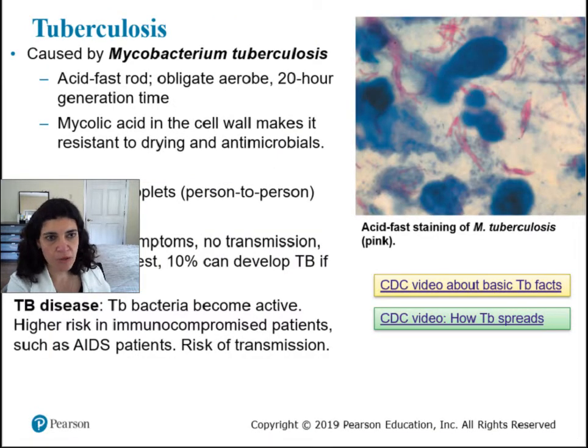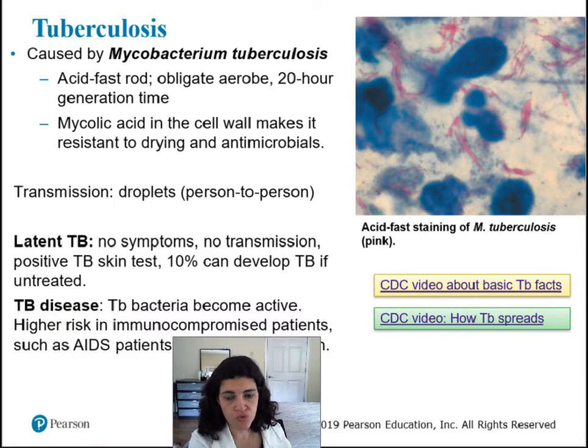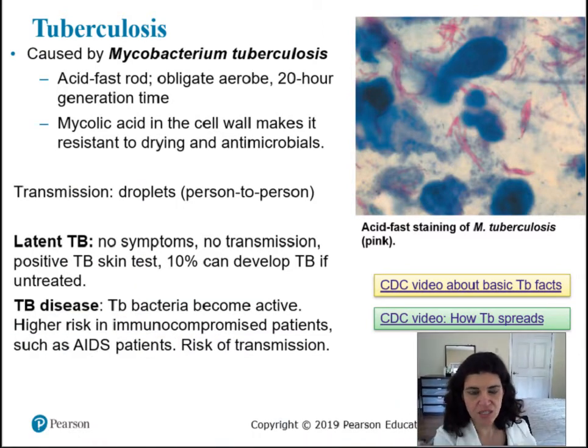So now let's talk about tuberculosis. Tuberculosis is one of the most important diseases of the lower respiratory system. It's caused mostly by Mycobacterium tuberculosis, but can also be caused by other Mycobacterium species that are also acid-fast, like Mycobacterium bovis or Mycobacterium avium intracellulare.